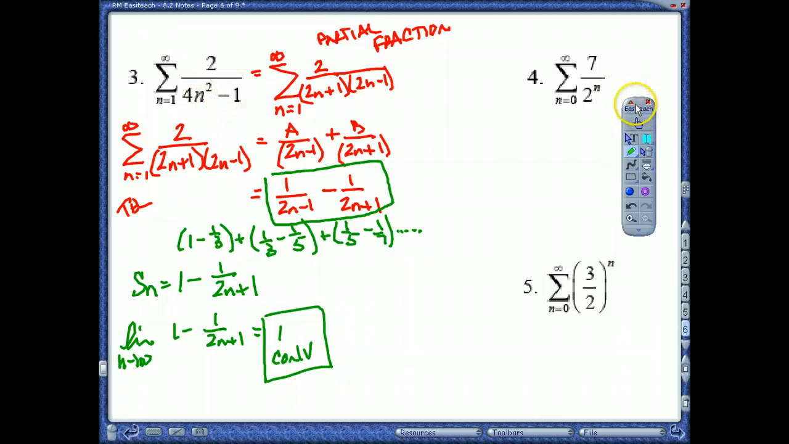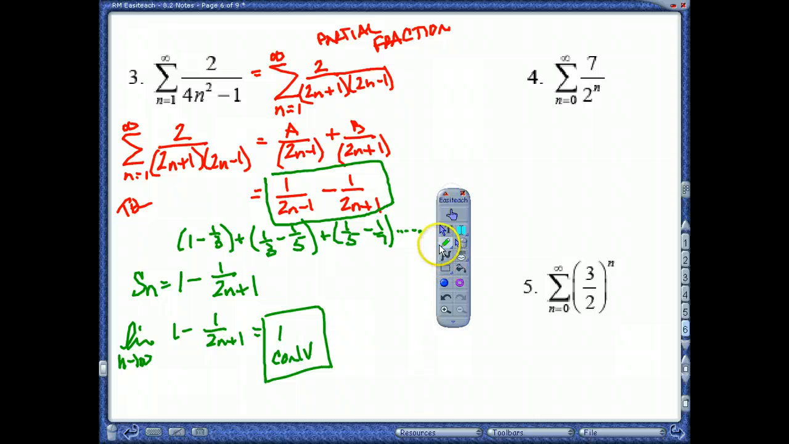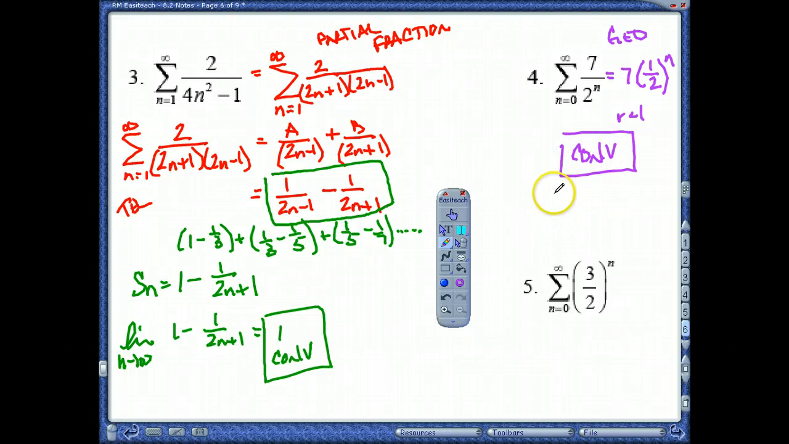Okay. Now when I look at number 4 here, I could rewrite that as 7 times 1 over 2 to the nth power, which means now we're in geometric form. I want to look at the r. The r is what we're taking to a power. My r is less than 1, so that means my series converges. Now you can kind of see why geometric is going to be so much fun for us.